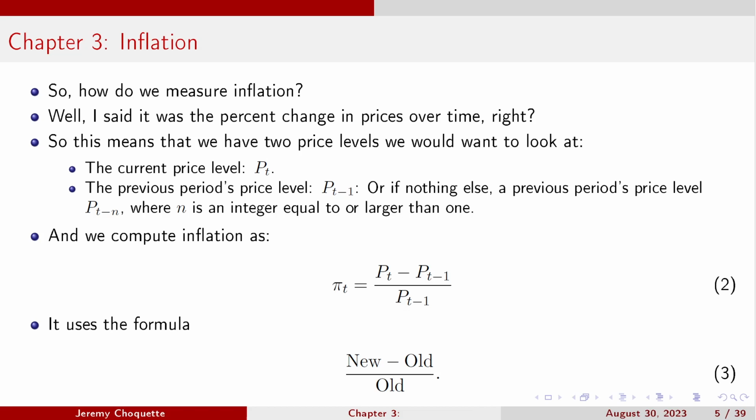So as such, we would compute inflation. I'm just doing the current and immediately preceding time periods, where inflation pi would be equal to P_t minus P_t-1 over P_t-1. So it's really using that formula: new minus old over old. So it's a percent change.